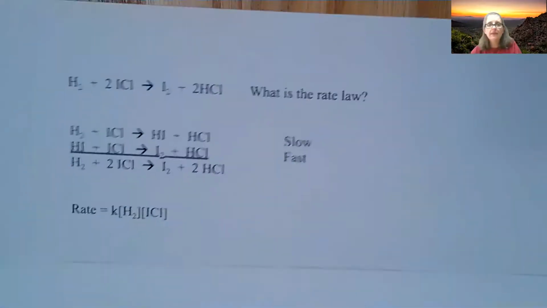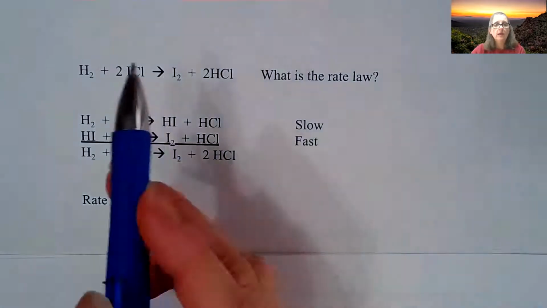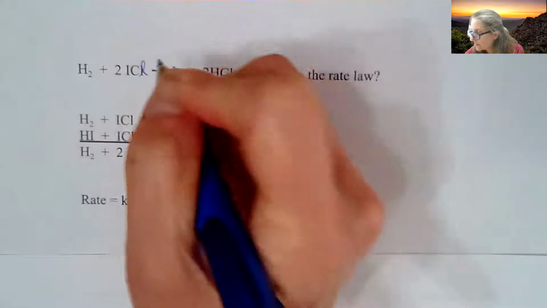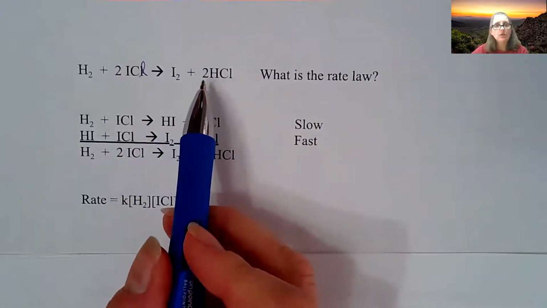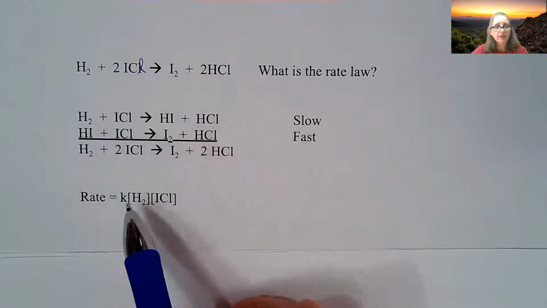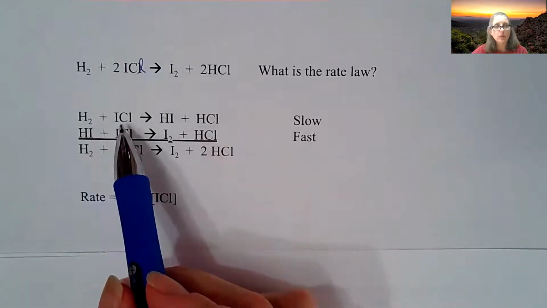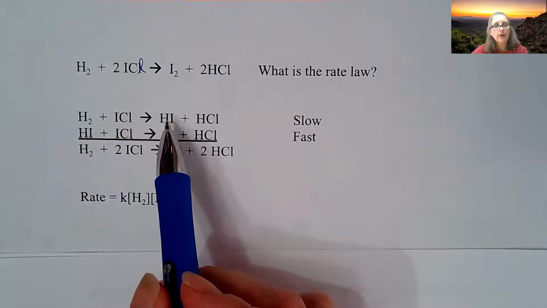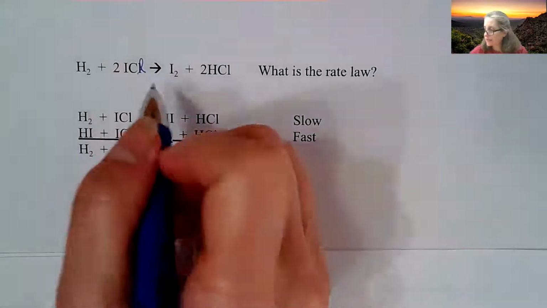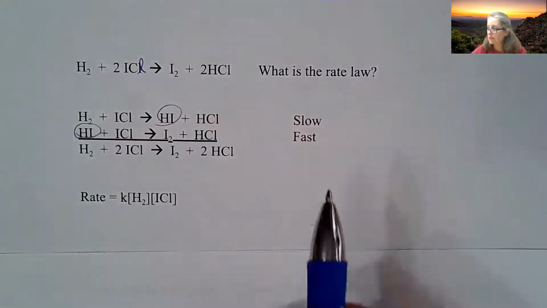Okay? In this situation, I have H2 plus 2 ICl, this is an L by the way, goes to I2 and 2 HCl. What is the rate law? So if I give you this mechanism here, H2 gets together with one of the ICl's, and you have an HI and HCl. So the HI here is going to be your intermediate, okay?